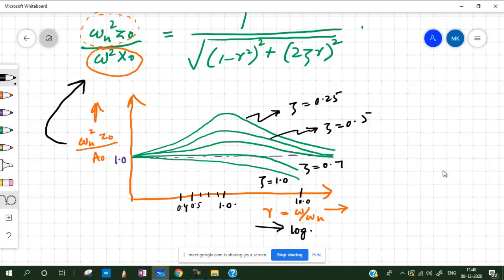So this corresponds to this figure. We refer to this as the acceleration response of the seismic transducer.